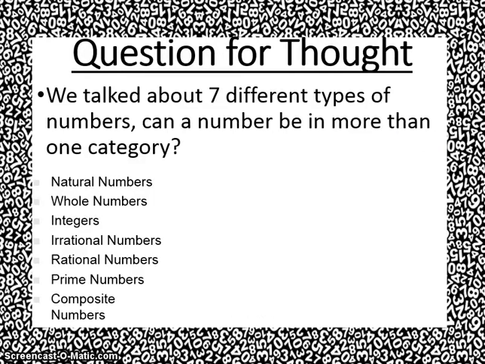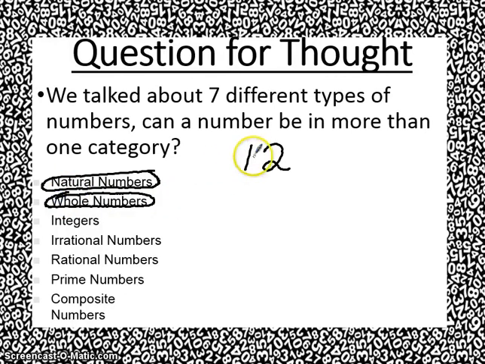So here's a question for thought. We've talked about 7 different types of numbers. Can a number be in more than one category? And the answer is yes. Take the number 12. 12 is a natural number. You could take rocks and show me 12. You can represent it naturally. 1, 2, 3, 4, 5, 6, 7, 8, 9, 10, 11, 12. Likewise, if you started counting at 0 up by 1s, which is the definition of a whole number, you could get to the number 12. 12 is also an integer because I could start at 0 and count up by 1s to reach it.